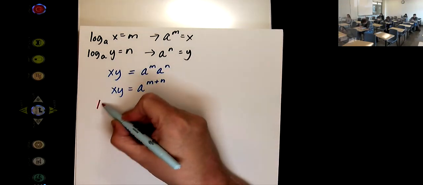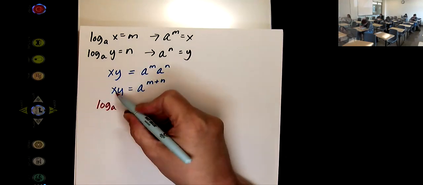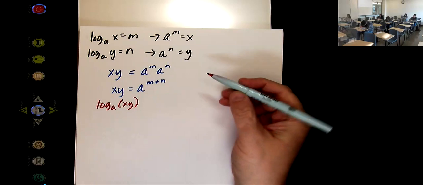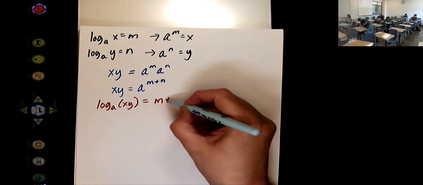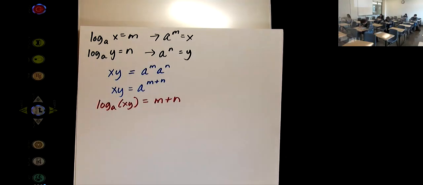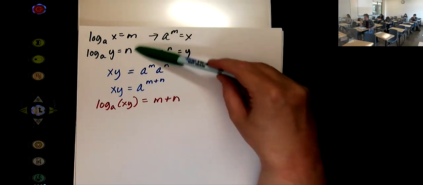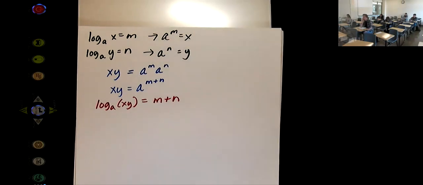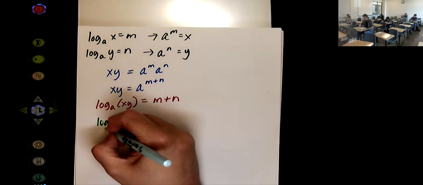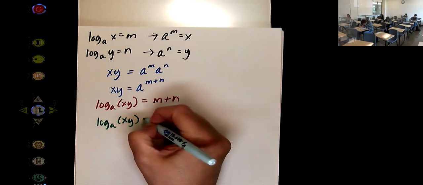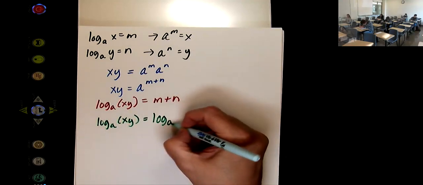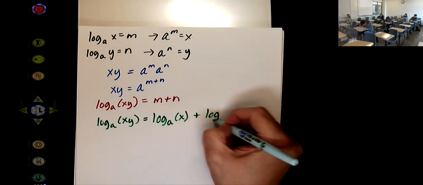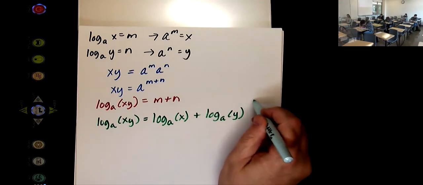So I'm going to do log base a of xy equals the x number. But I have m and n already up here as logarithms. Log base a of xy is equal to the log base a of x plus the log base a of y. That's our first property.